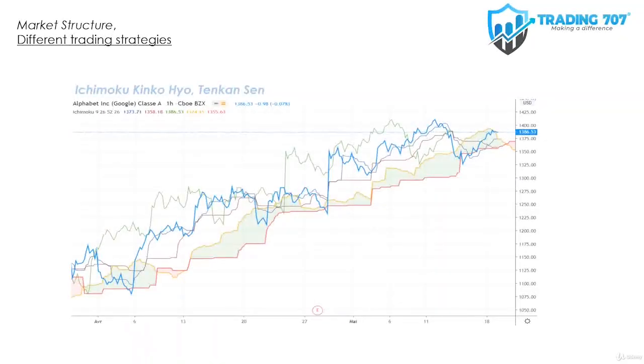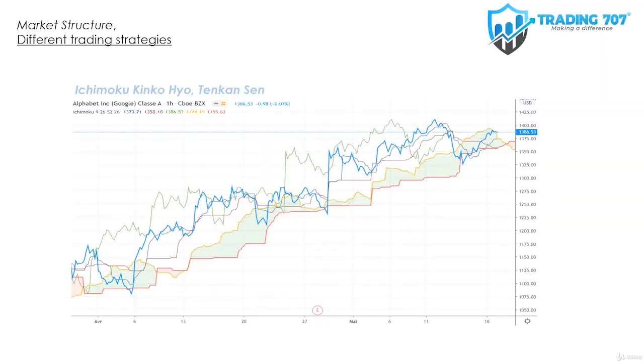This is the component Tenkan-sen. Due to its calculation method, containing 9 periods, this is highly reactive to exchange rate fluctuation. So it is also called a translation line. The analysis of this curve is based on its position regarding the Kijun-sen curve. The combination of these two curves gives us an overview of the future dynamics.